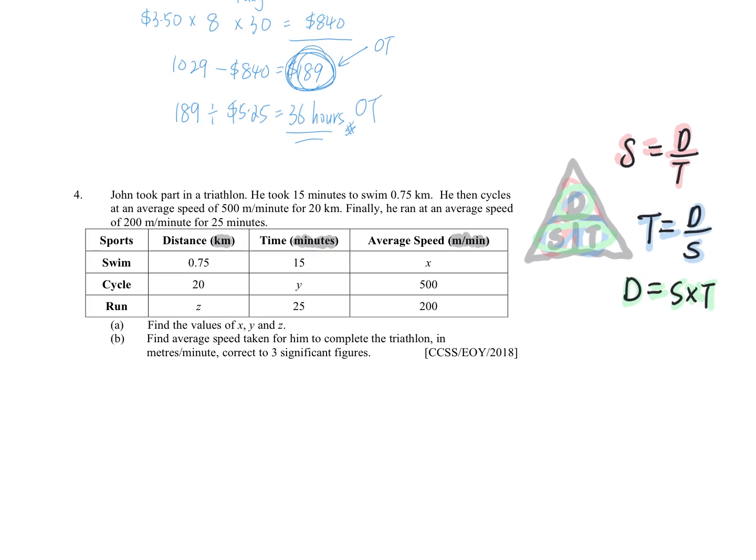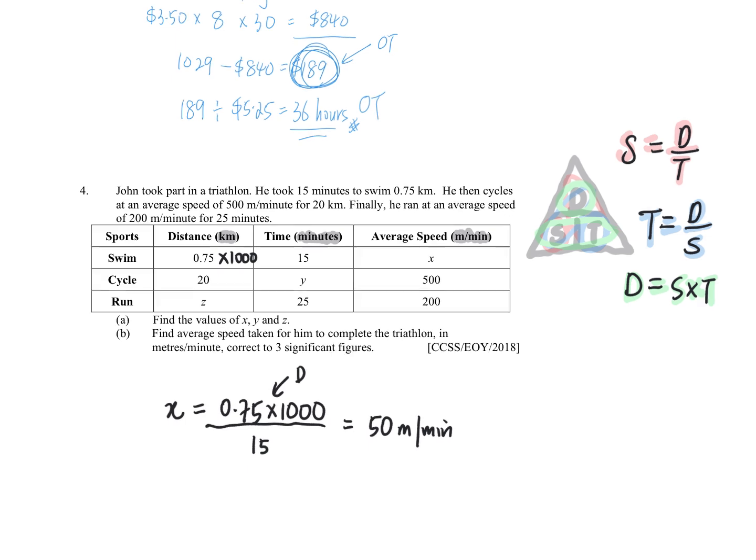Okay, first thing first. I want to find X. X is meters per minute. This is kilometers. You got to change it to meters first by multiplying by 1,000. 1 kilometer is 1,000 meters. So to find X, it is this distance. This is your distance. Divide by time. So you get what? 50 meters per minute.